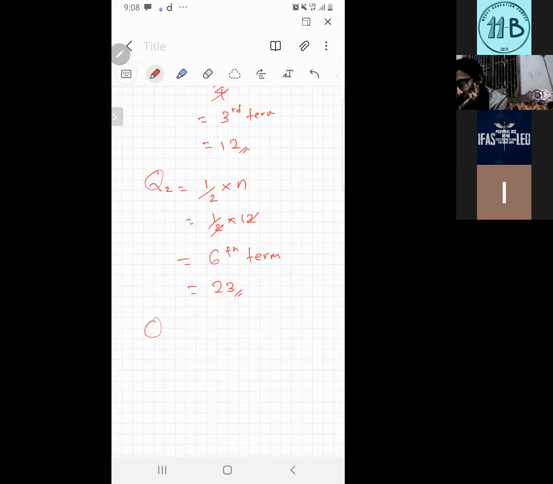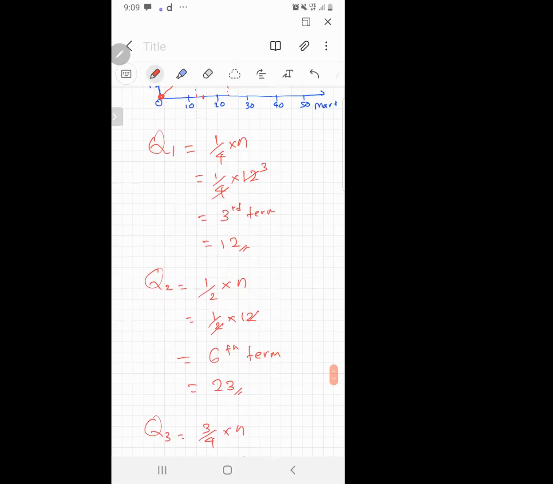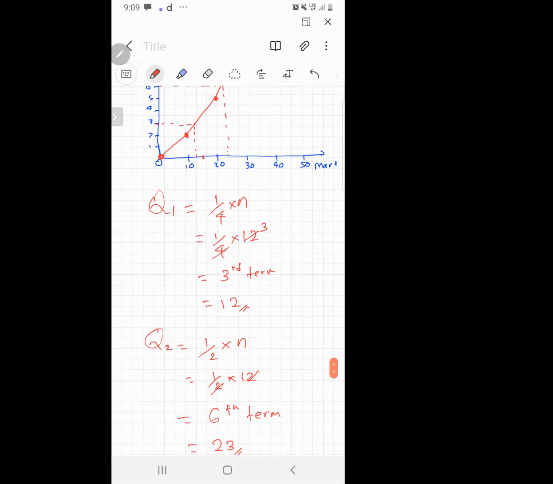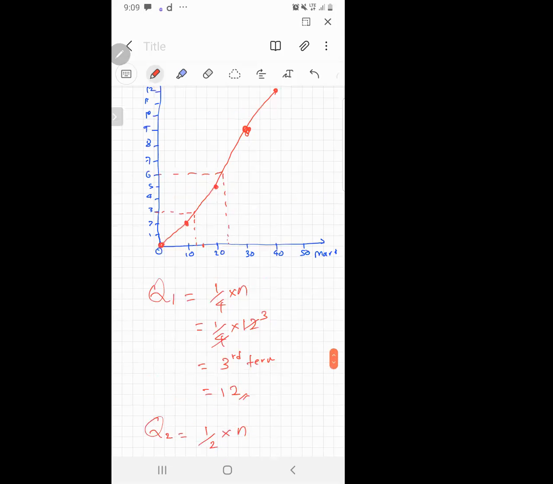And third quartile, 3/4 into n. It's mean 3/4 into n is 12. Then you can cut and ninth term. So ninth term, where is ninth term? Ninth term வந்து சரியா 30 லே வர.